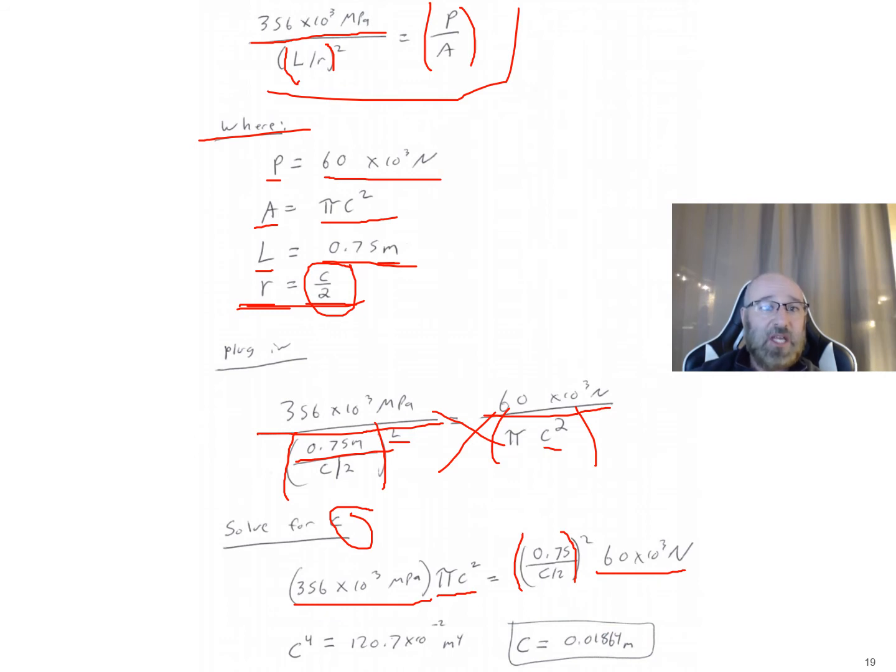Solve this out for c. We can first solve for c to the fourth right there. When we do our math, our c value ends up being 0.01864 in units of meters. So pay attention, we're in meters right now, not in millimeters, but we convert back and forth if needed.